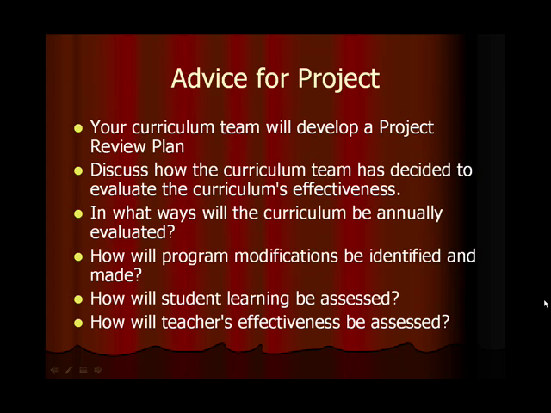So you need to discuss how the class has decided to evaluate the curriculum's effectiveness. How are you going to do that? What process or steps will you take to determine the effectiveness of your curriculum? In what ways will a curriculum be annually evaluated? What ways will you do this? What plan have you set up? How will program modifications be identified and be made?